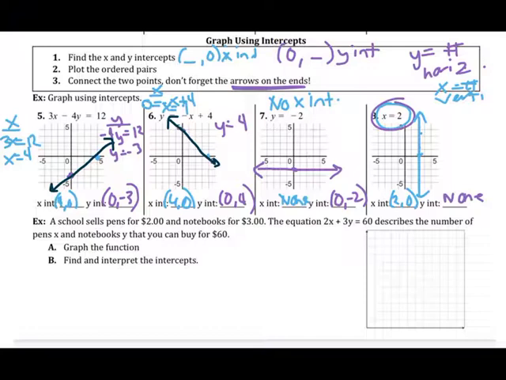We're actually going to do that in the reverse order. So let's find and interpret the intercepts first. So I want to mark off that the x is talking about pens and the y is talking about notebooks. So let's find the x-intercept first. Remember, that's what we get when y is equal to 0. So that would give us that 2x is equal to 60, or x is equal to 30.